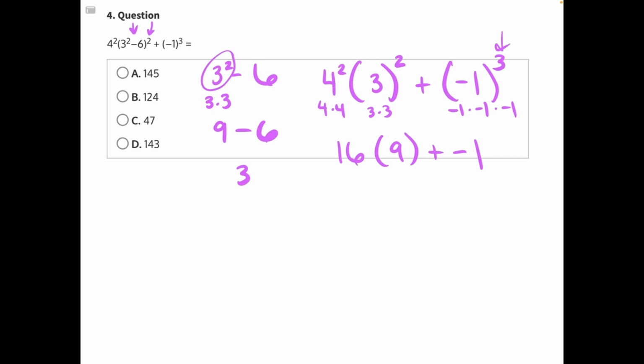So this can be rewritten as 16 times 9. Adding a negative is the same as subtracting a positive, so that's just minus 1. For 16 times 9, you could do it one of 2 ways. You could stack it up vertically.